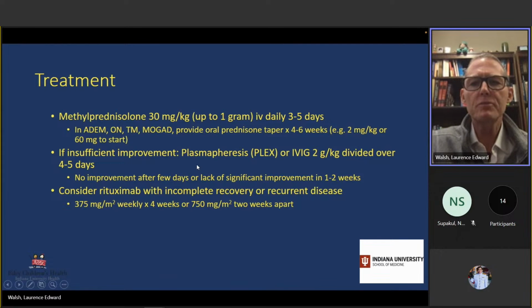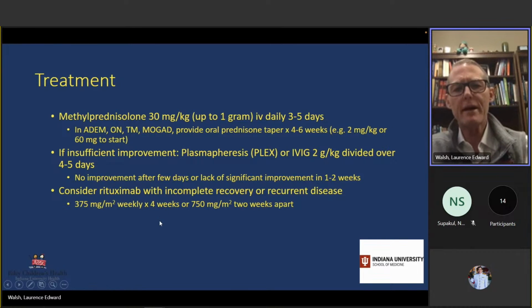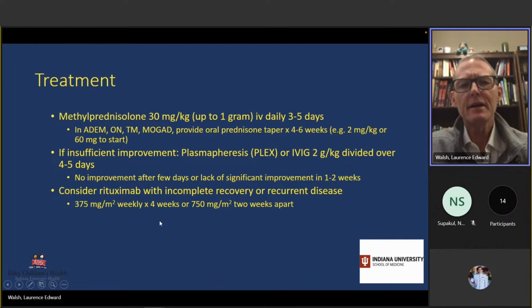If we do not see improvement within a few days, we often will push to do something else: plasmapheresis or IVIG, again divided over 3 to 5 days. It's important not to do IVIG and then plasmapheresis. This would seem self-explanatory, but I've seen this happen. So you do either one or the other generally, but please do plasmapheresis before IVIG if you're going to do them both. And then if we still have incomplete recovery, we often will go to rituximab, one of the monoclonal antibodies, which is being used more and more in adults and children to help.